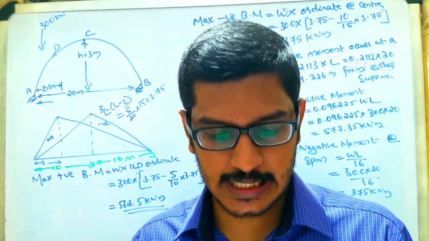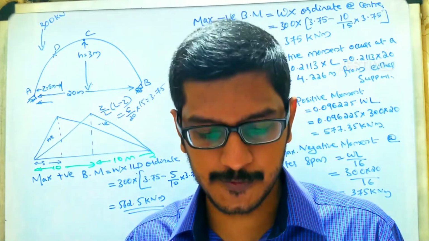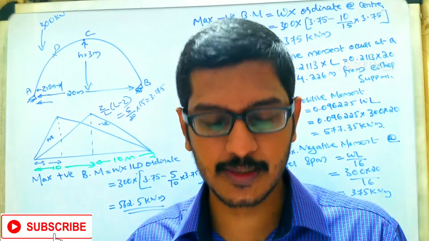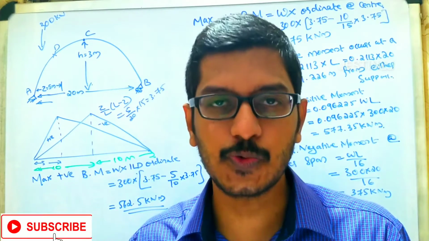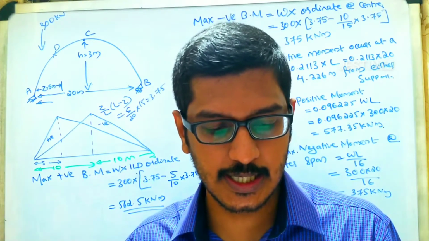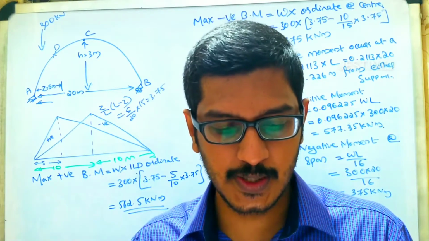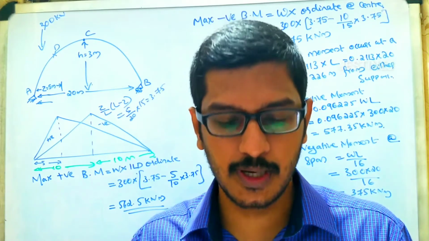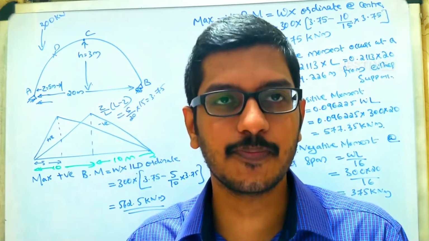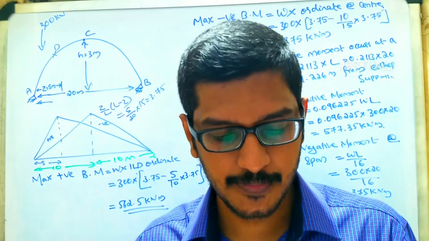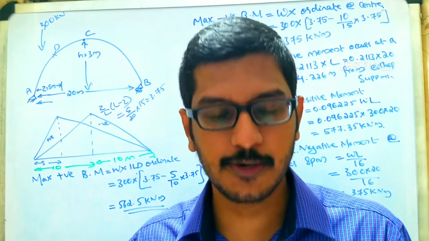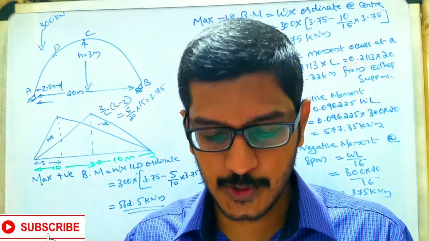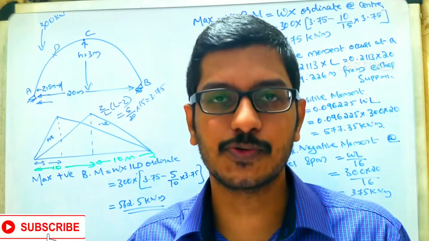A symmetric three-hinged parabolic arch of span 20 meters and a rise of 3 meters is subjected to a 300 kilonewton concentrated load moving from left to right. Determine the maximum positive and negative bending moment at 5 meters from the left support. Determine the absolute maximum bending moment also.